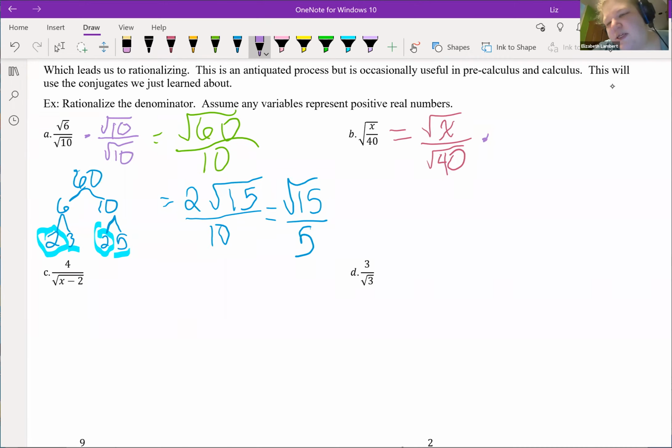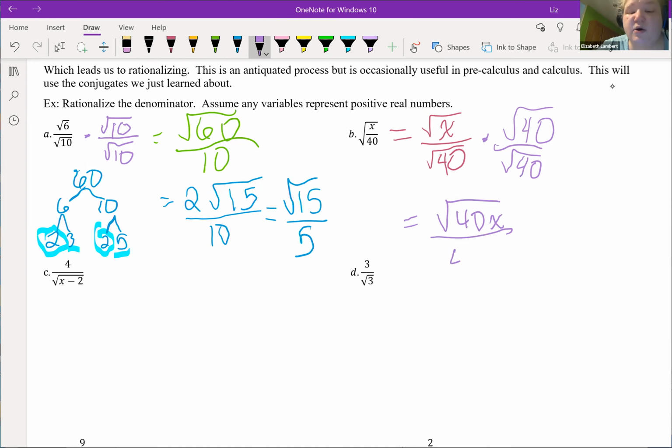So I no longer want to see the square root of 40. So I need to multiply by what I have, so they have the same thing under the square root. Likewise up here. So we now have the square root of 40x over 40. So we have done as requested and no longer have a radical in the bottom, but we have to actually figure out what square root of 40x reduces to.